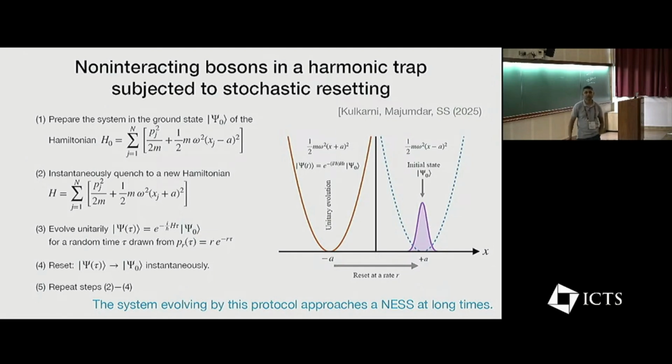Just curious, Sanjib, unequal time correlators, for example in the NESS? We have not calculated them. Yeah, we can talk about it, but we have not calculated.